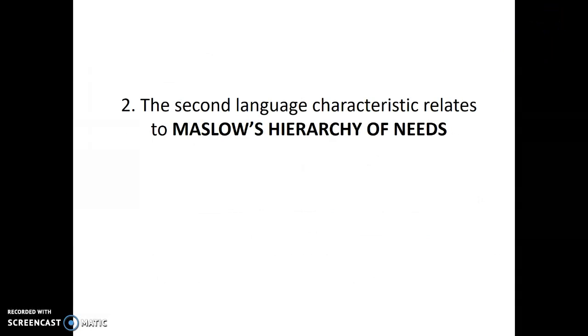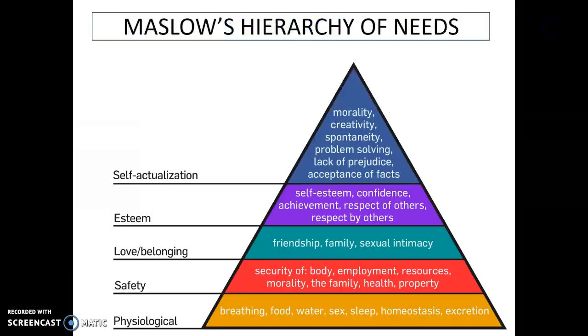2. The second language characteristic relates to Maslow's hierarchy of needs. And here you can see Maslow's hierarchy of needs, where at the bottom we have our basic physiological needs such as breathing, food, water, sex, sleep, homeostasis and excretion, and at the top you have all these self-actualization terms such as morality, creativity, etc.